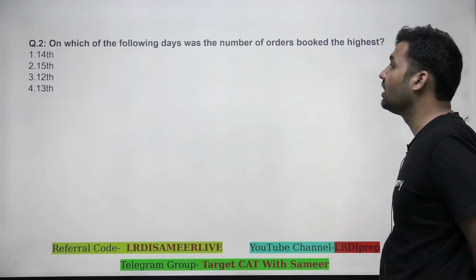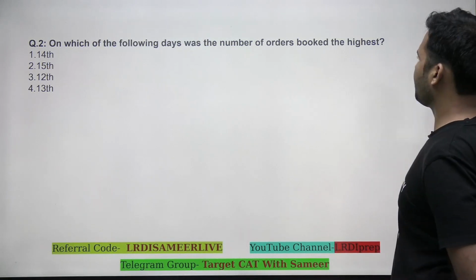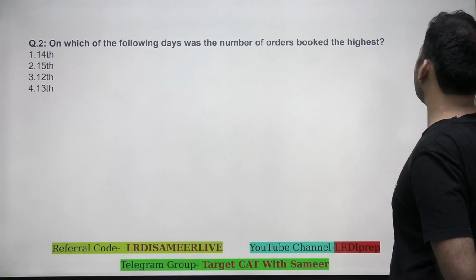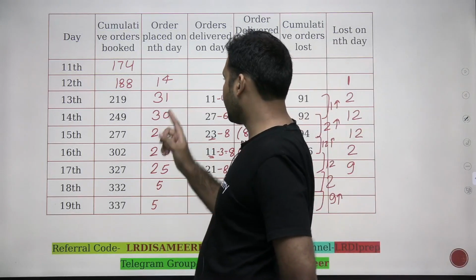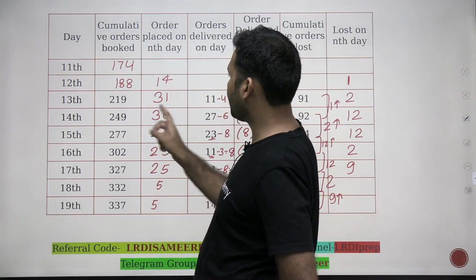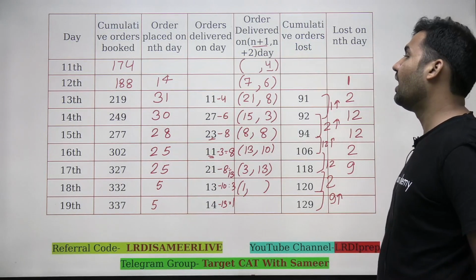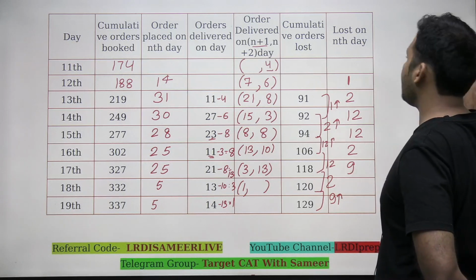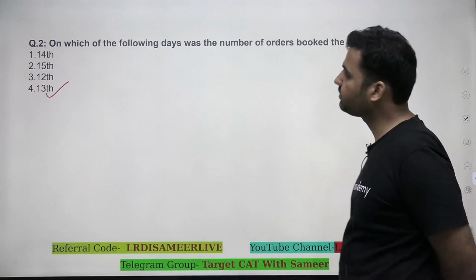Let's look at the next question. On which of the following days was the number of orders booked the highest? Okay, so I'm supposed to tell on which particular day the highest number of orders are booked. You can see that on 13th, right? The highest number of orders getting booked are on 13th. So 13th will be the correct answer to the question, which is option number 4.